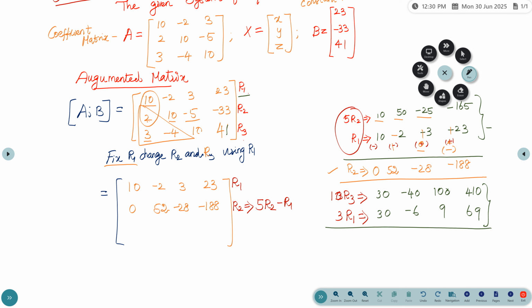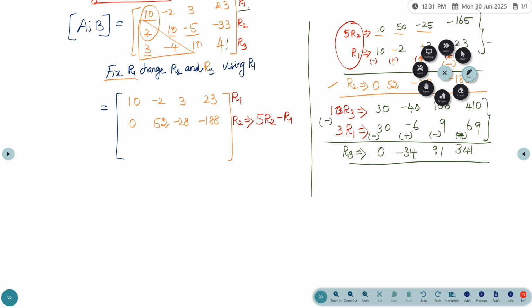How can you get the first element as 0? By subtracting. If you subtract, it means change the sign. So now, what is your answer for R3? 30 minus 30 is 0, minus 40 plus 6 is minus 34. 100 minus 9 is 91, and 410 minus 69 is 341. So this is your new answer for R3. This is rough work.